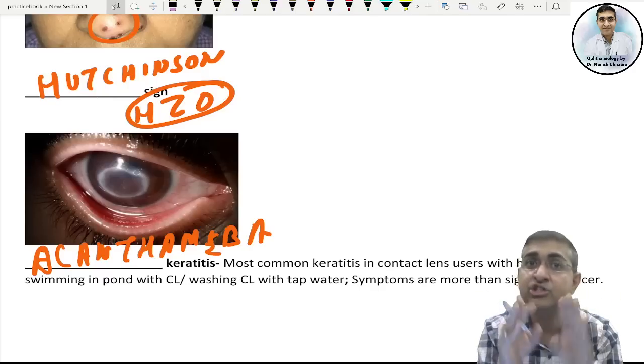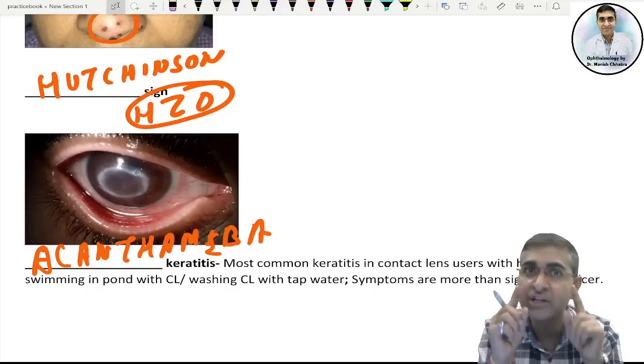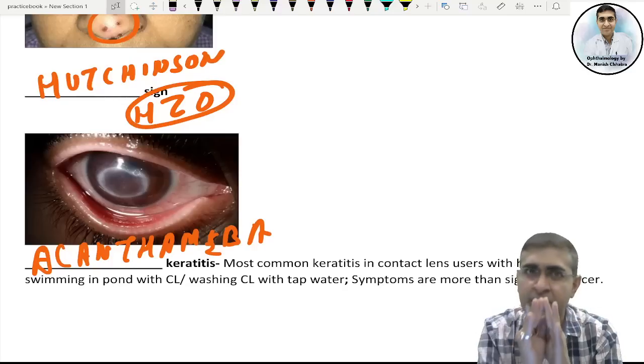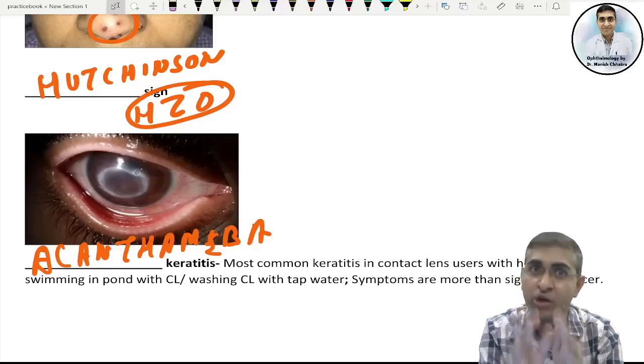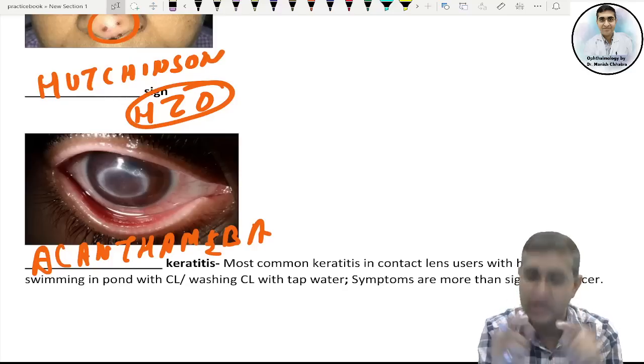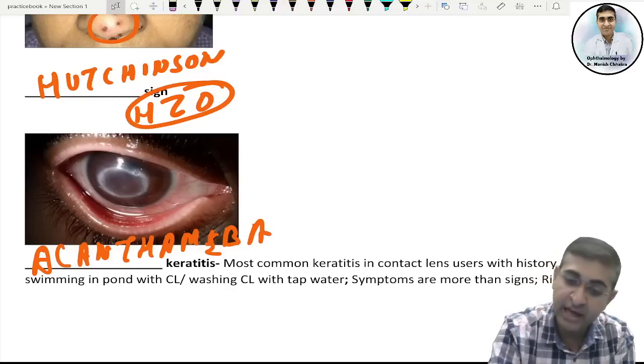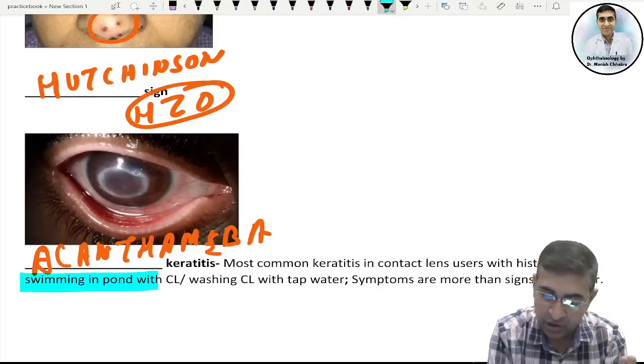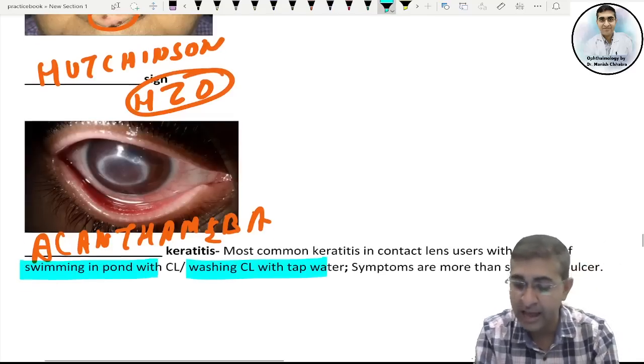have a history of swimming in pond after wearing contact lenses, or who have a history of washing contact lenses with tap water. Otherwise, overall, the most common organism associated with contact lens keratitis is Pseudomonas. It is not Acanthamoeba. Here we have a condition: swimming in pond or washing contact lenses with tap water.